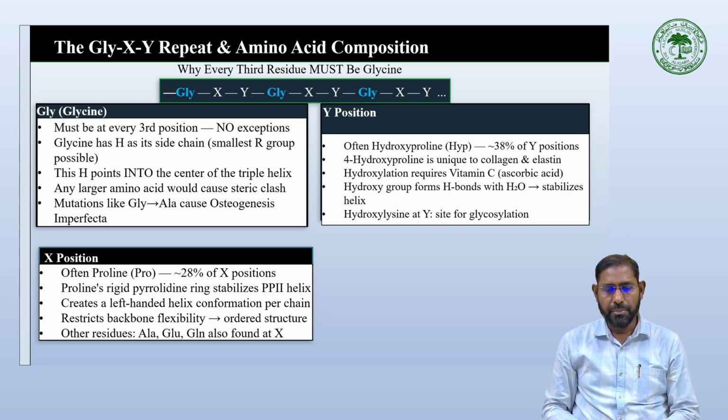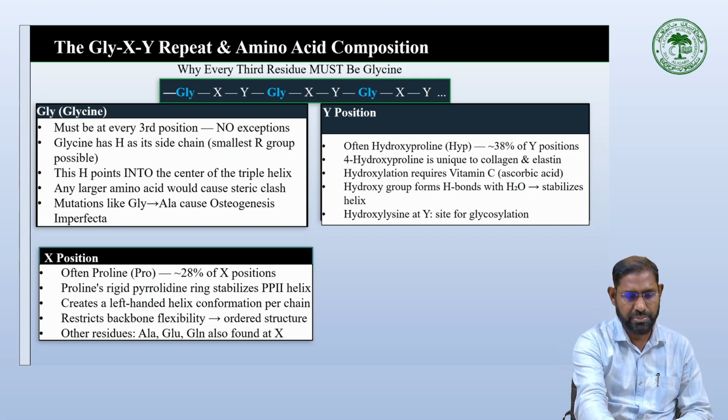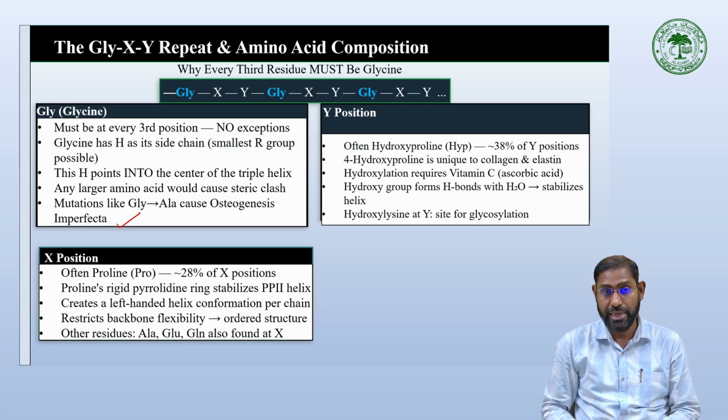The glycine must be at every third position. There is no exception. Glycine has H as its side chain, which is the smallest R group possible, and this H points into the center of the triple helix. Any larger amino acid would cause steric clashes, but because it is hydrogen, there are no clashes. A mutation like glycine to alanine causes osteogenesis imperfecta.